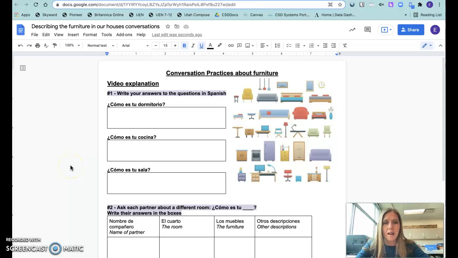Buenos días. All right, we're doing a quick conversation, practicing talking about the furniture in our home. So number 1, write the answers to these questions in Spanish.